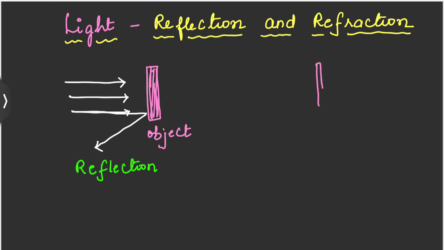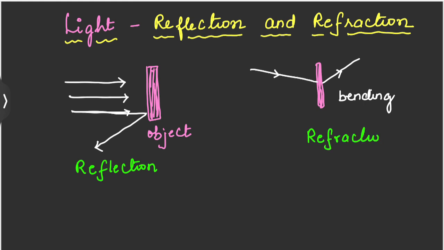Suppose another case we will take. So this is the object we have taken. Suppose you think this is glass. So now light rays travel like this. So when it hits the object, if you see this light ray, it bends like this. So if there is bending of light, then this property is called as refraction of light. So can you see the difference between these two processes?